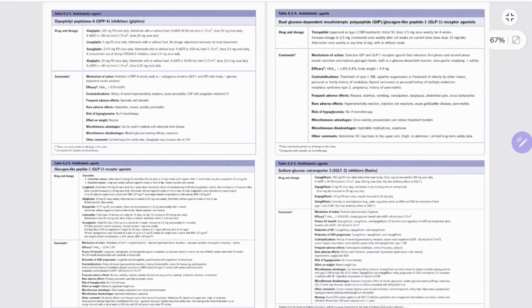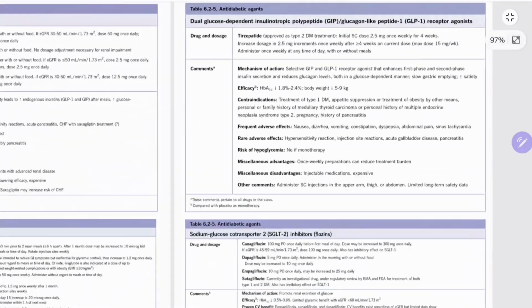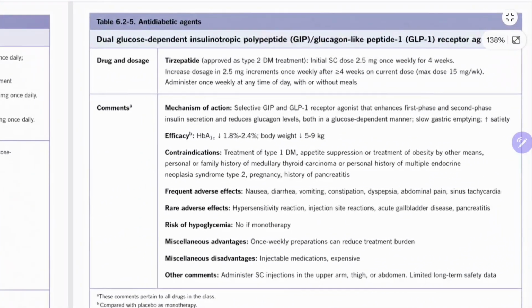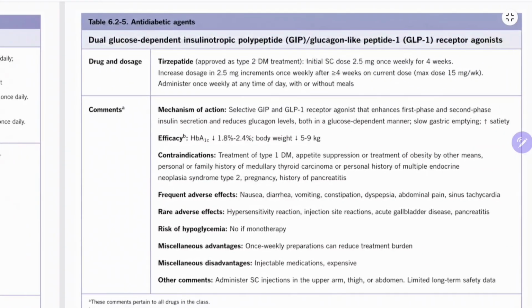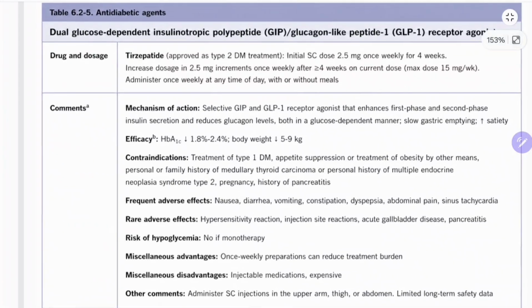So don't bother about these things, because I will give practical examples in the next video coming after this. Practical scenarios, we will see how to prescribe drugs with these things. Okay, so we will discuss there.